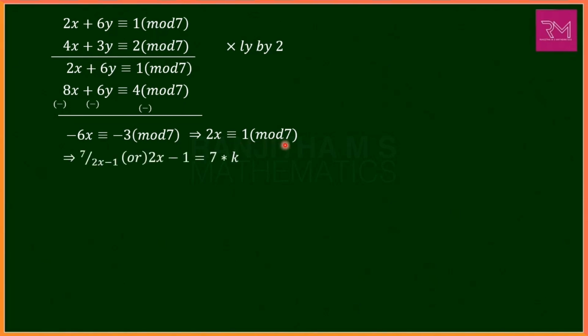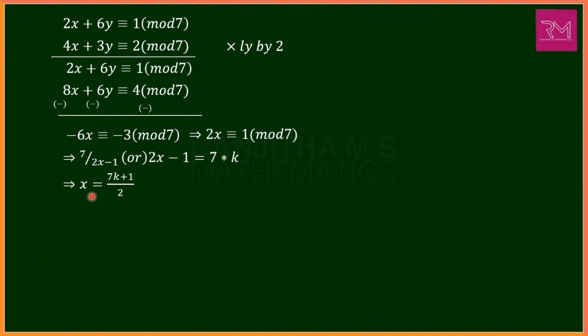That is, we can take 2x congruent to 1 mod 7 as 7 divides 2x minus 1, or we can take this as 2x minus 1 equal to 7 into some integer k. Take minus 1 to the right hand side, and 2 goes to the denominator. We get a value of x as 7k plus 1 divided by 2. That's the value of x.